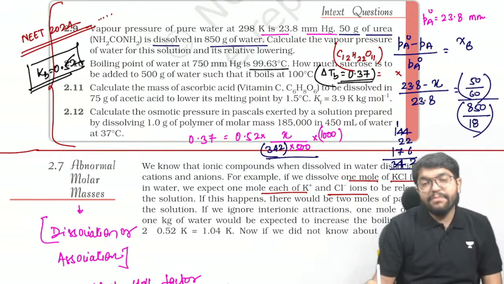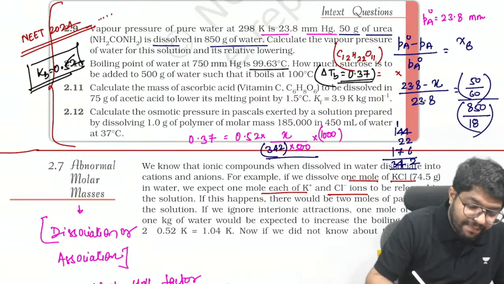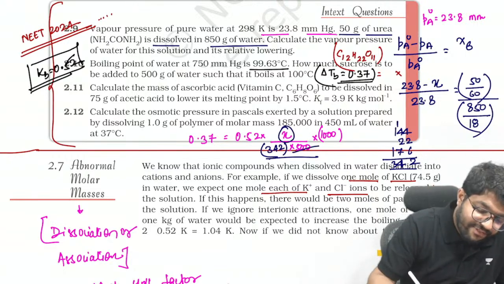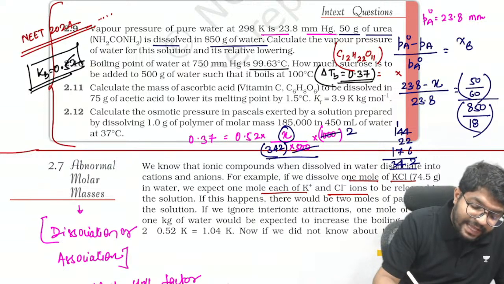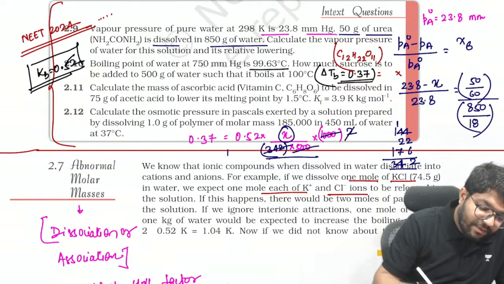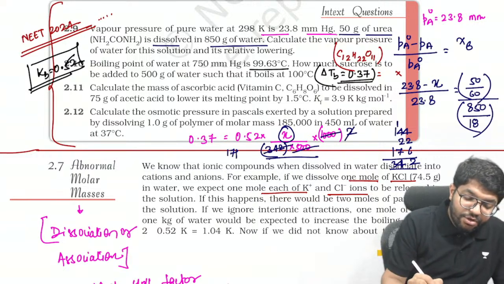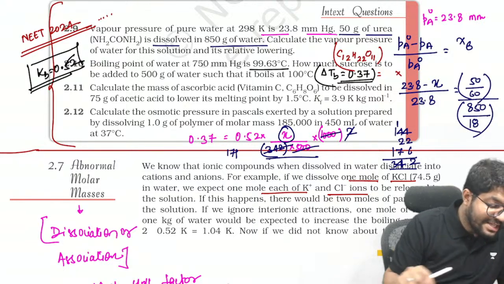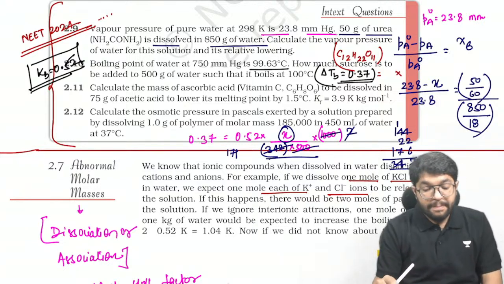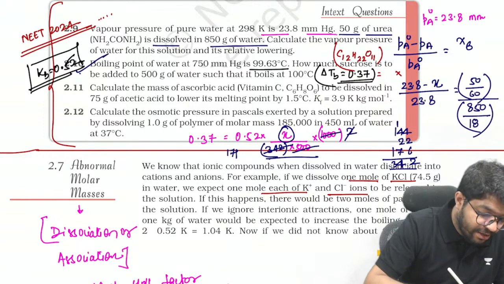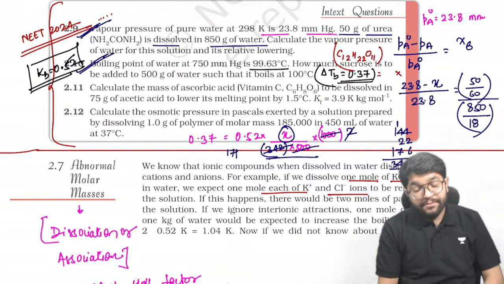Now the only variable that I have to calculate is my X. 500 into 2, then 171 into 0.37, and then you get the answer. That is how this question number 2 can also be done.